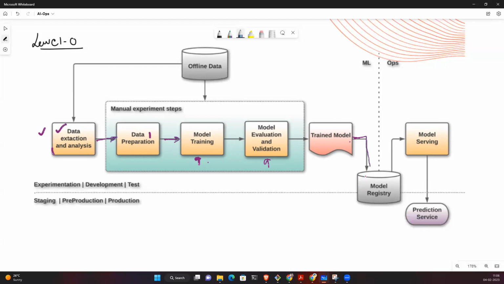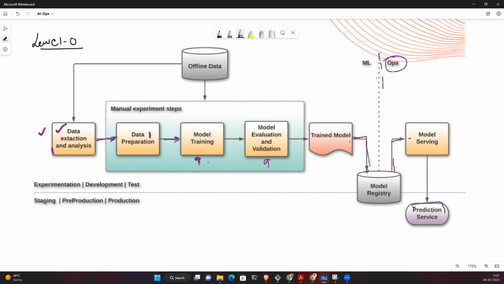So model registry we are doing, and then as soon as the model registration part has been done, we are going to serve the model into production and production service. Till this part, my left section is called ML system, where ML engineers are working. But as soon as we register our model, whatever has to be done after that comes under DevOps. That's what I wrote here, ops.